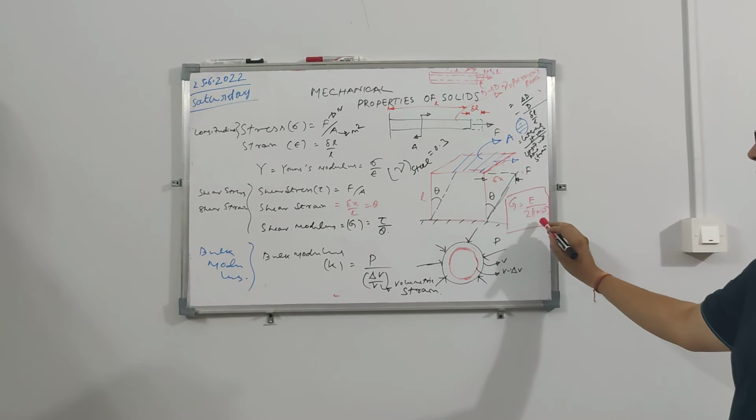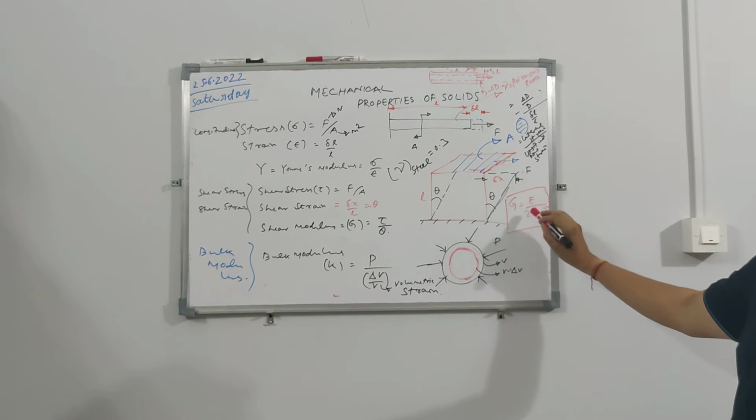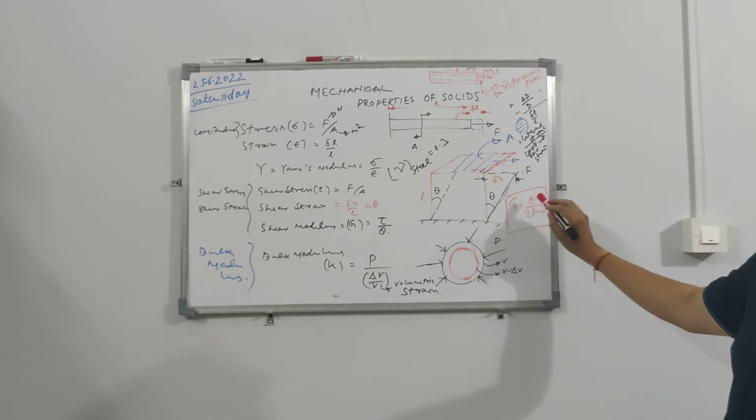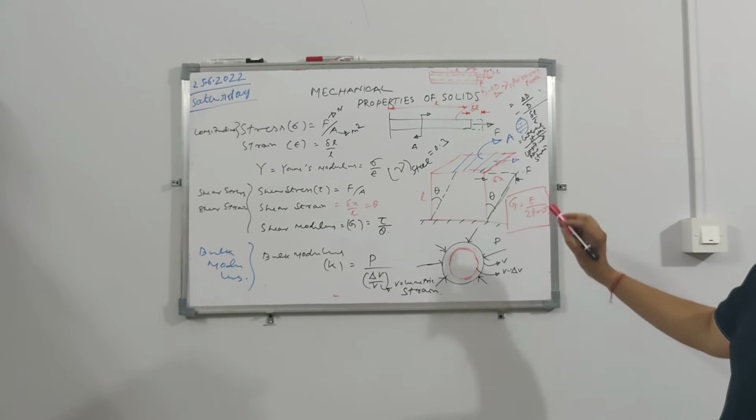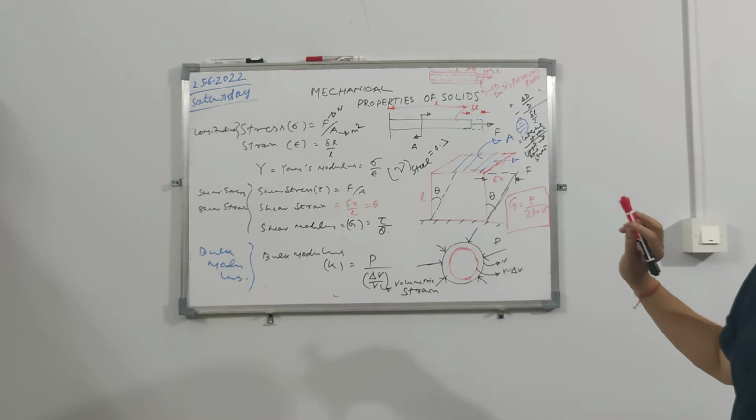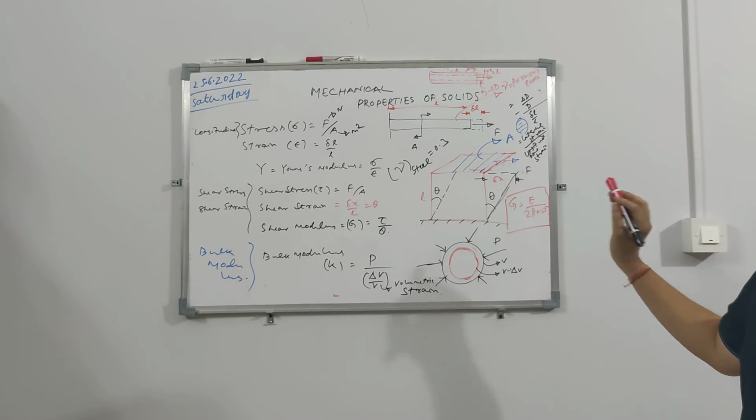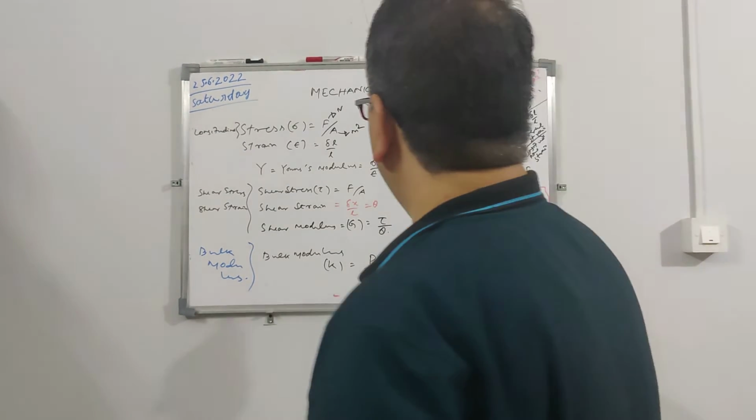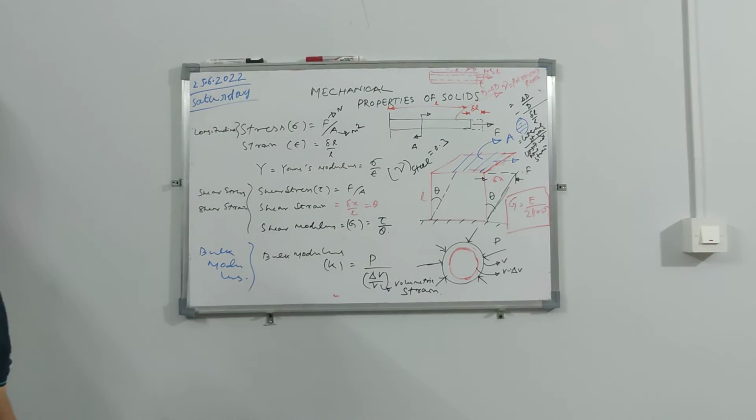This I have seen in JEE. There are some questions: what is the relationship between rigidity modulus and Young's modulus? Just remember, G is equal to E divided by 2 into 1 plus nu. This much you have to remember. You don't have to derive, it is a long derivation, no need to derive.